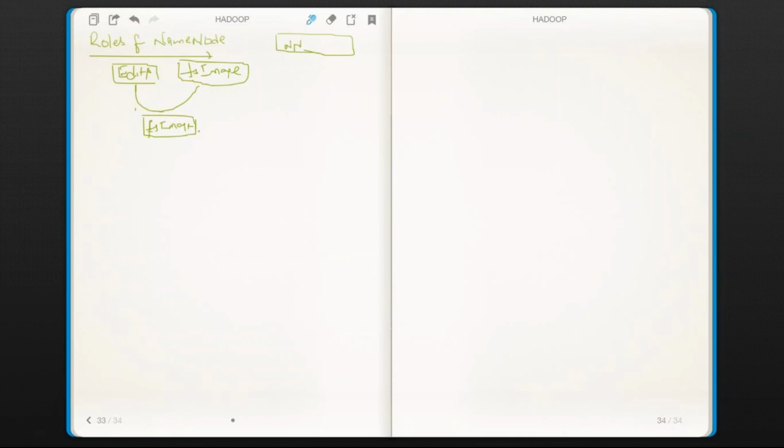this fsimage will be loaded back to name node memory. You may ask, why can't it load the edit log directly? Why fsimage? Fsimage is specifically file system information. So your name node RAM requires only file system information. It does not require any transactional information.